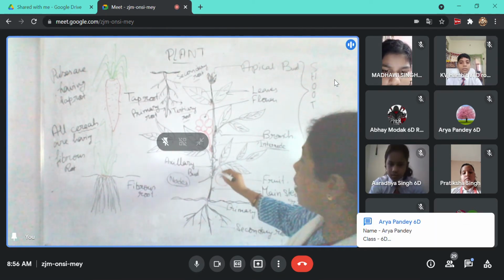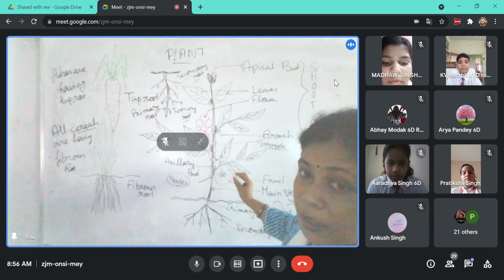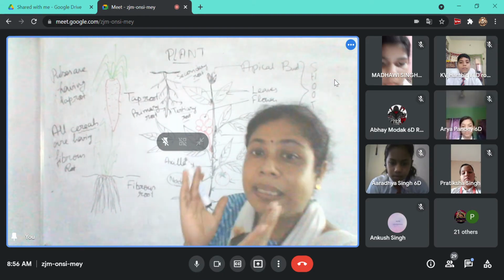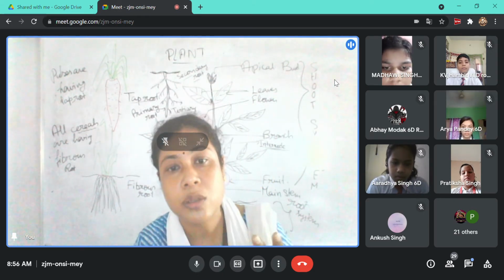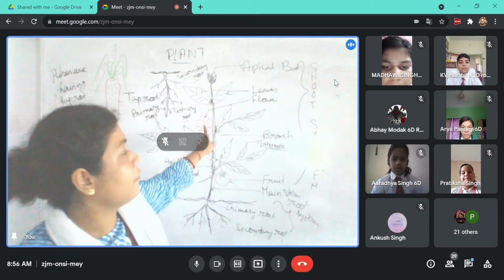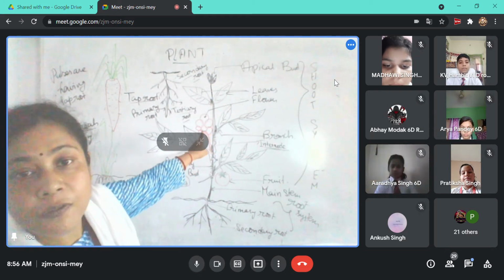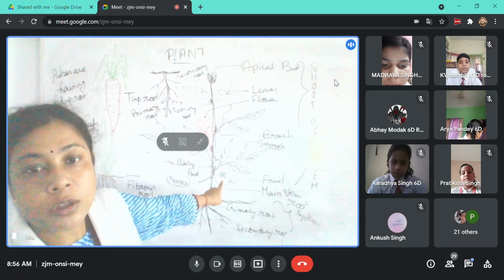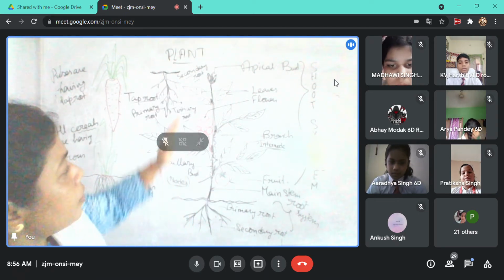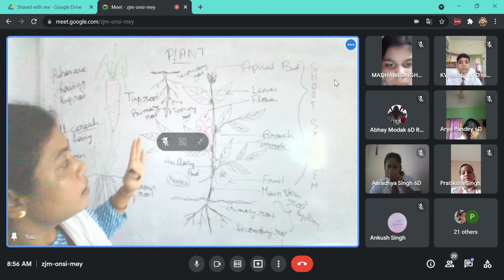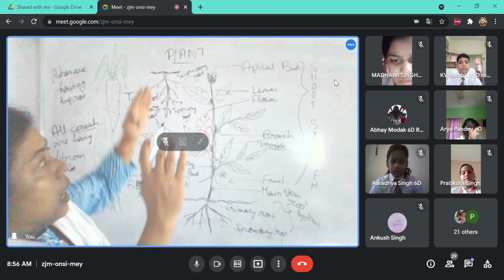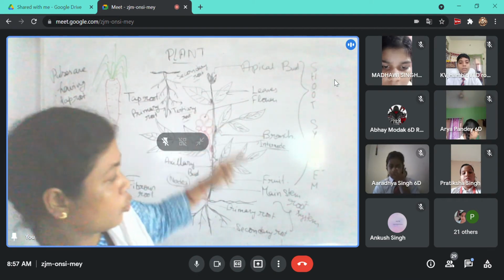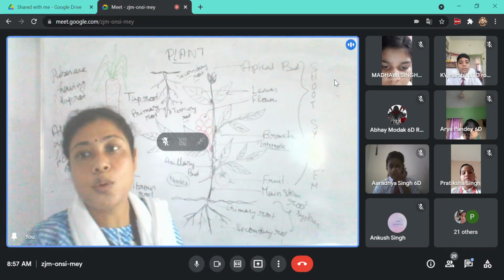Okay, so from these nodes, branches may come out, leaves may come out, and buds may come out. These buds again can give rise to branches, or they can give rise to flower. And flower will get fertilized to form fruits, and inside the fruit also you will get seed. So this is the shoot system. So the parts of a plant will generally include two systems. One is the root system and the other is the shoot system.